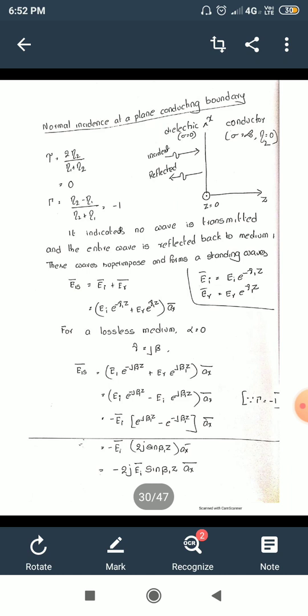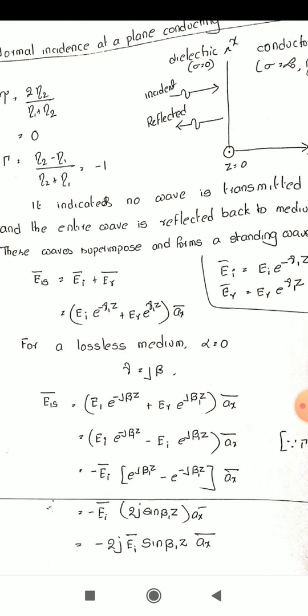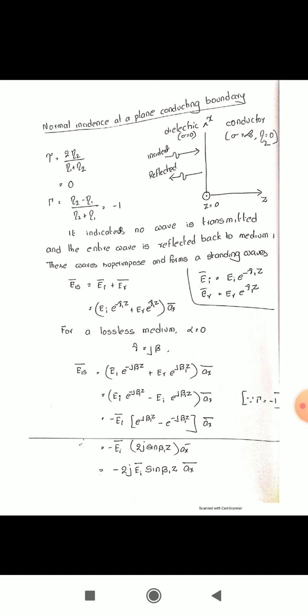In this case, as we know, in a conductor no wave will be transmitted. It indicates no wave will be transmitted and the entire wave is reflected back to medium 1. So these waves superimpose and form a standing wave. Look at the figure. The wave is incident and completely reflected. There is no transmitted wave into the conducting medium. So because of this, a standing wave will be formed from the incident wave and the reflected wave. A standing wave is a standstill wave which cannot propagate.